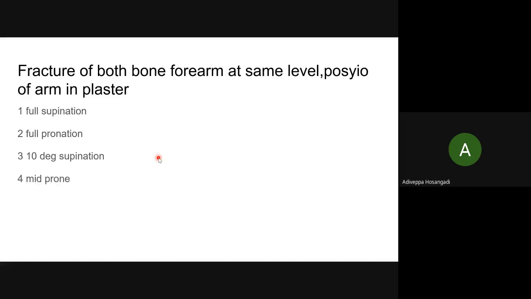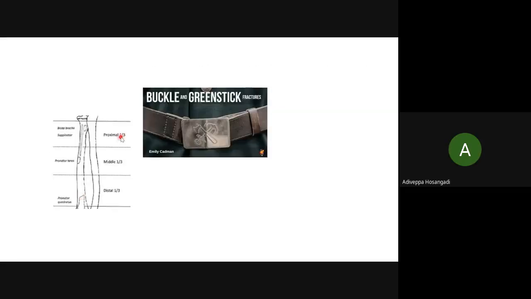Remember this. Fracture of both bones of the forearm at the same level. The position of the arm in the cast, there is a typo error here. This is mid-prone. The answer is mid-prone. Sorry. So one more. This is what I was talking about. You can remember it very easily.